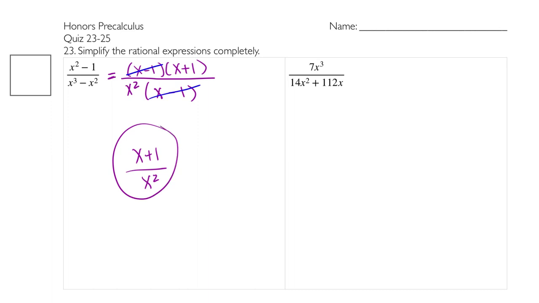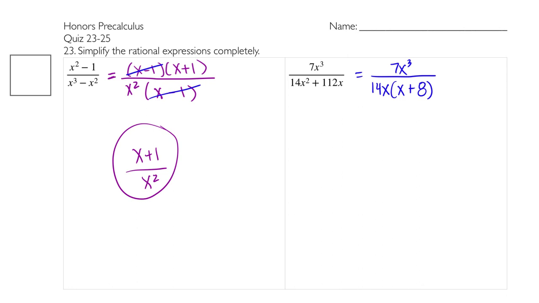Okay, on the next one, the numerator is just one single term. It's all multiplied, 7 times x times x times x. The denominator has a GCF of 14x. And when I factor that out, my first term, I'm left with an x, and my second term, I'm left with an 8.